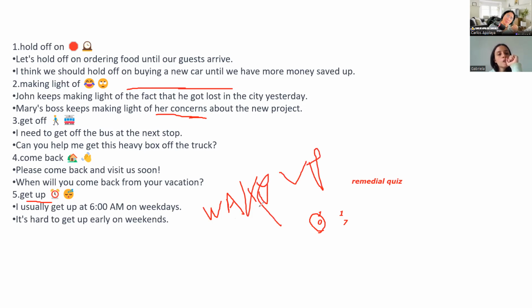Like, imagine I'm sleeping and I wake up. So I am on my bed. I am checking my cell phone on my bed. But when I decided to get up, it means that I will go to the bathroom, maybe to brush my teeth. You see the difference between get up and wake up?